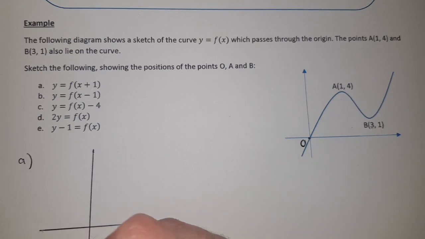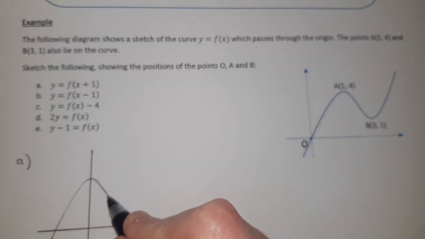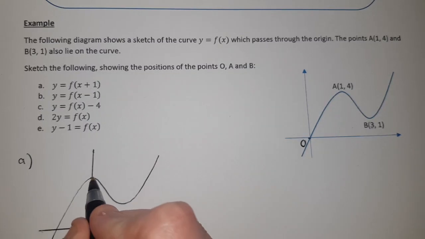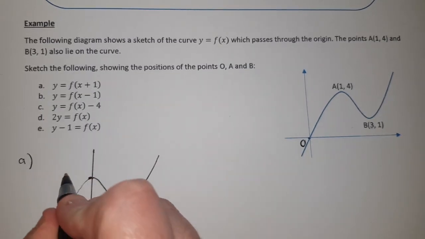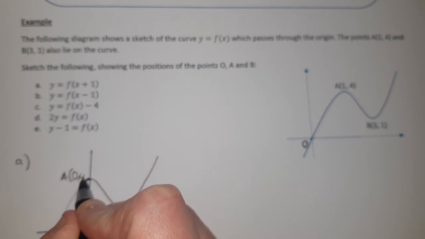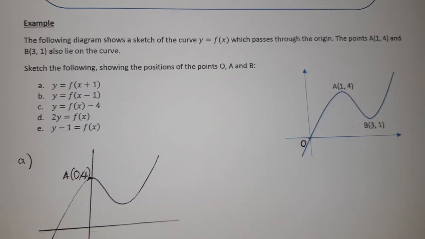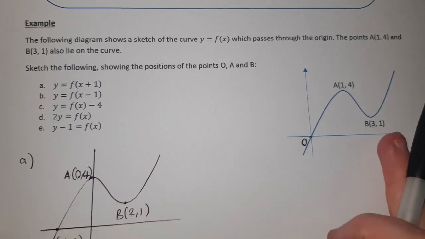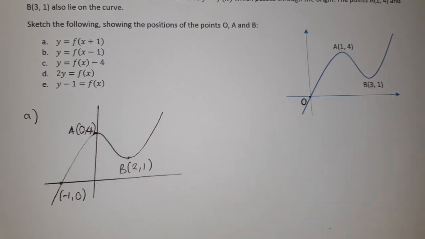So it's going to be the exact same curve. But this point here is now going to be A at 0, 4. Sorry, that was a 4. For point B, it's now going to be 2, 1. Notice each time it hasn't affected the y value. It's just subtracted 1 from each of the x values. And this point here is now minus 1, 0. Okay, so you've got each of your new points. Sorry about that, was just off the screen.